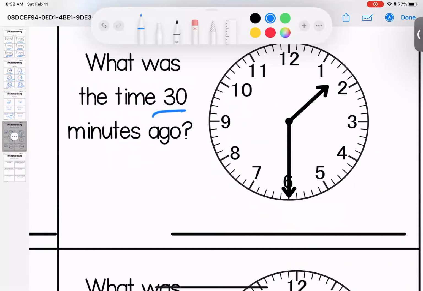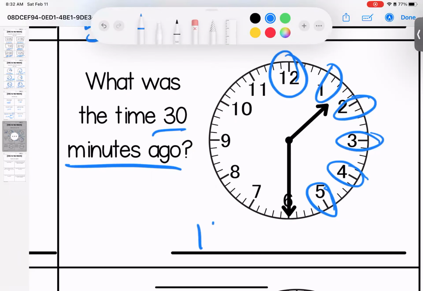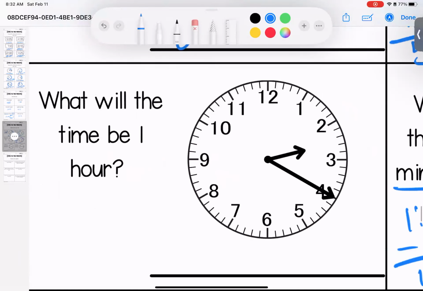What time was 30 minutes ago? So thinking backwards. Right now, it's 1:30. If I go backwards 30 minutes, 5, 10, 15, 20, 25, 30. It tells me 30 minutes ago is 1 o'clock. Or I could say 1:30, take away 30 minutes, leaves me with 1 o'clock.